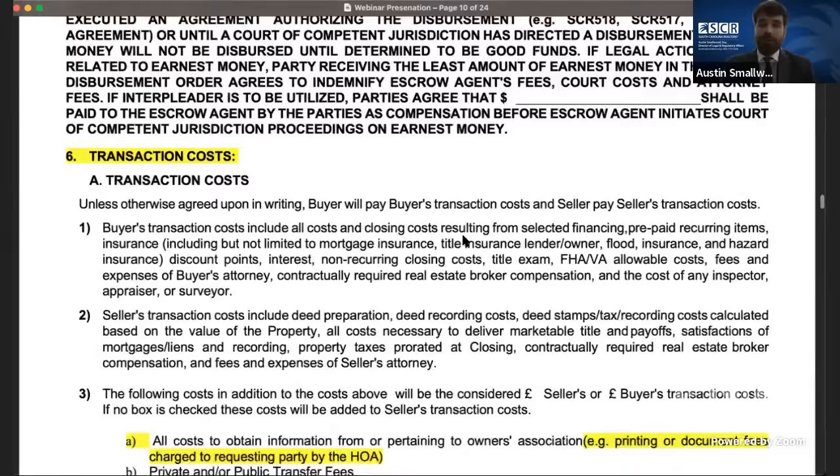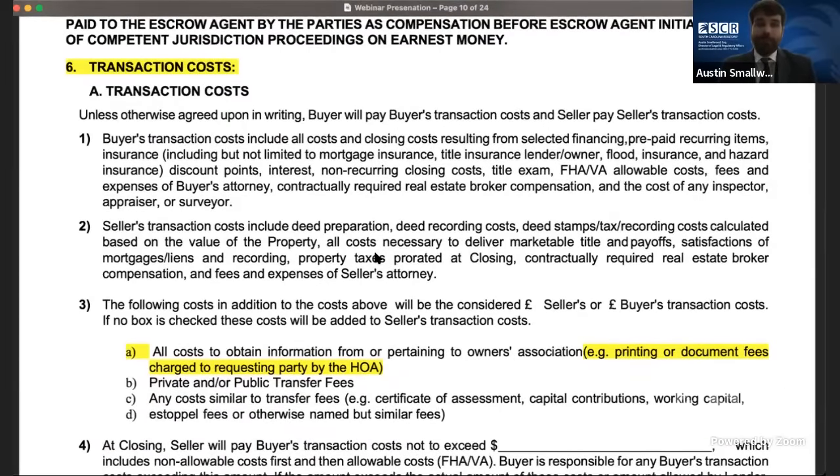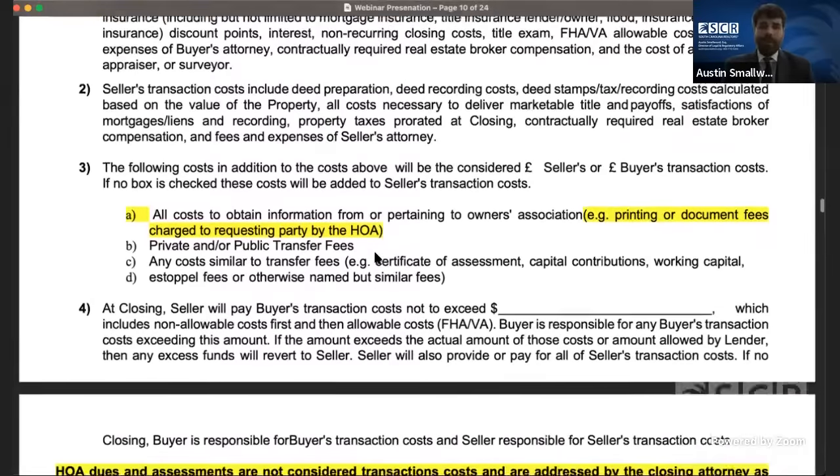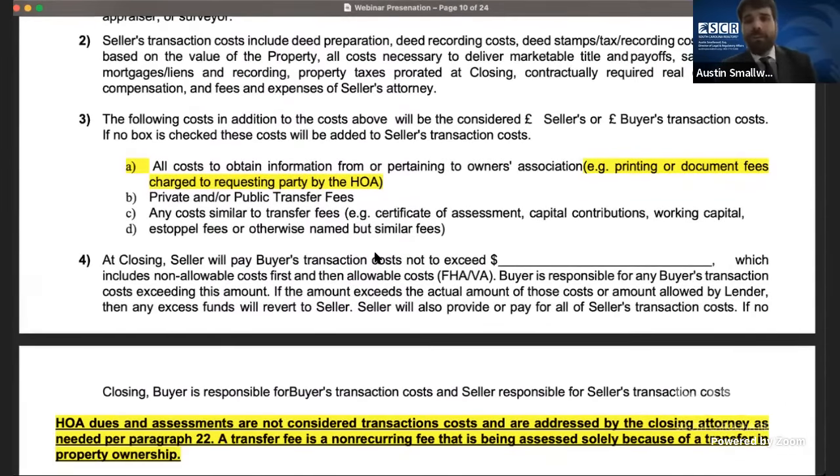It's not so bulky. So this A right here, 1 and 2, is what was previously that first paragraph. We just broke out buyer cost into one paragraph on its own and seller cost into one paragraph on its own. So it's a lot easier to say, hey buyer, you're responsible for everything in number 1. Seller, you're responsible for everything in number 2. Where you see number 3 here, that is what was previously that second paragraph. So we have in here the following costs, in addition to those considered above. So in addition to the buyer cost in 1 or the seller cost in 2, these will be considered buyer or seller cost. And just like on the current version of the form, if that box is not checked, it will automatically be a seller cost.